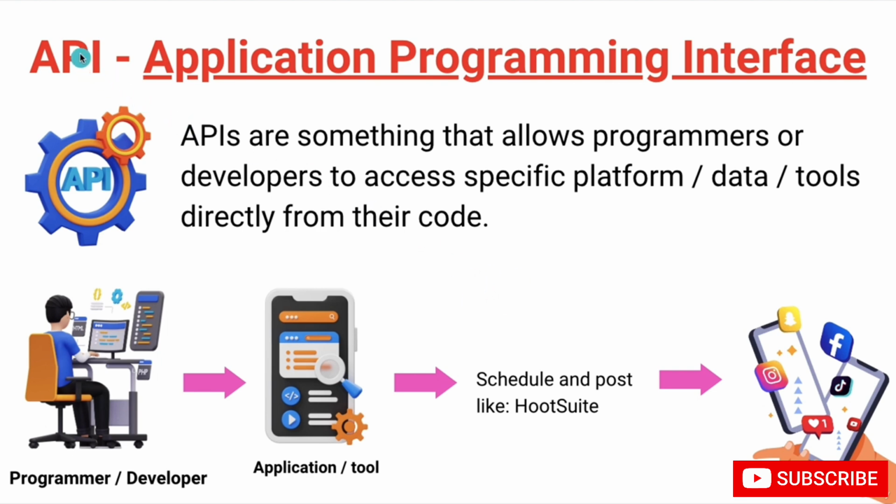So basically, if we just talk about API, the full form of API is application programming interface. So what is a very simple meaning of API? See, APIs are something that allows programmers or developers to access a specific platform, or let's say data, or let's say some tools directly from their code.